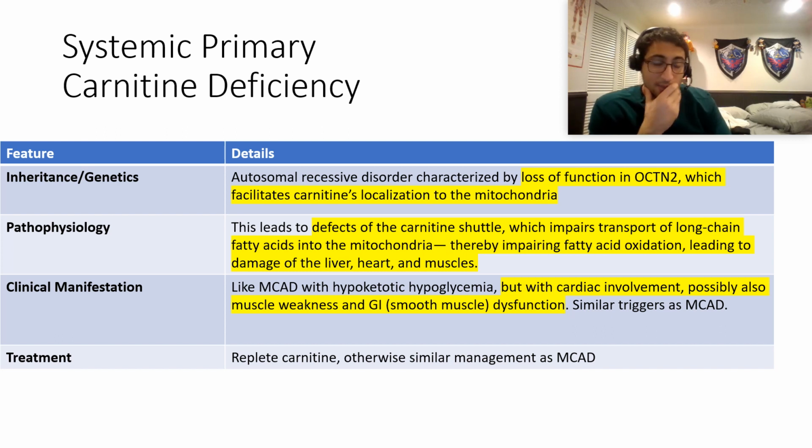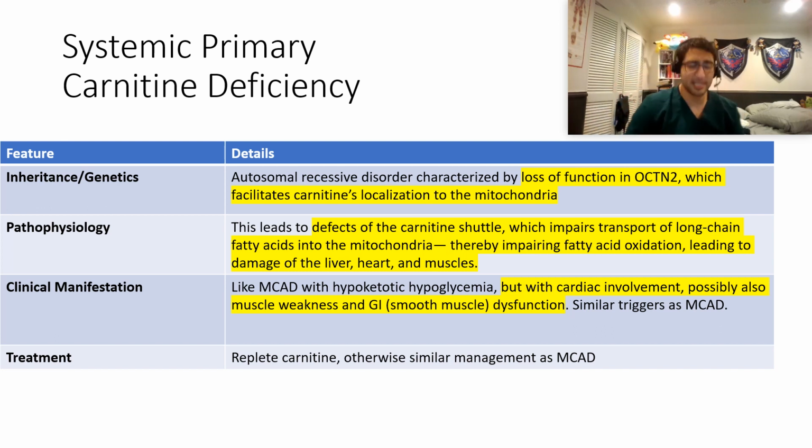So you can replete carnitine. Otherwise, you're going to manage things similarly to MCAD: dextrose infusion when necessary. And at the end of the day, both syndromes arise because of a lack of beta oxidation, which leads to a hypoketotic hypoglycemia, as opposed to diabetic ketoacidosis, which is going to lead to a hyperketotic hypoglycemia.